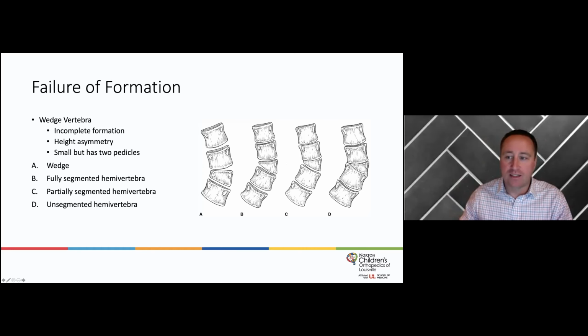So if you look at C over here, this is a partially segmented hemivertebra. There is no disc space above, but there is a normal one below. So this is going to have less progression of growth than B is going to have. And then if you look at D, that's an unsegmented hemivertebra. That's where it's fused above and below. And that actually has a lower likelihood of progressing if you have that hemivertebra.